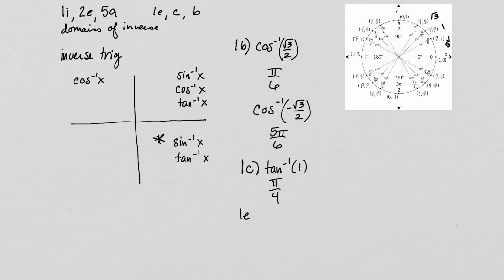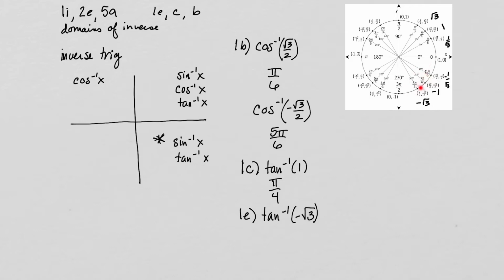Kind of similar, 1E asks for the inverse tangent of minus root 3. So if I did these divisions here, this would be minus 1 over root 3. This is going to be minus 1. This is going to be minus root 3. So the tangent is going to be negative root 3 here at 5 pi over 3.